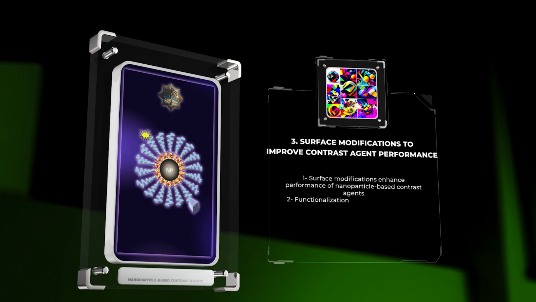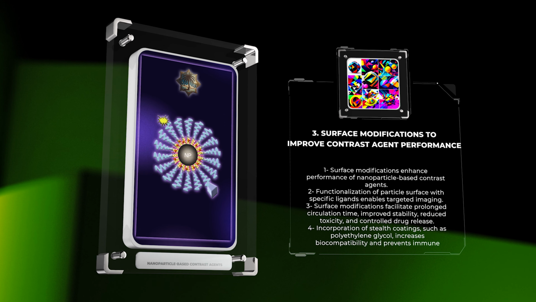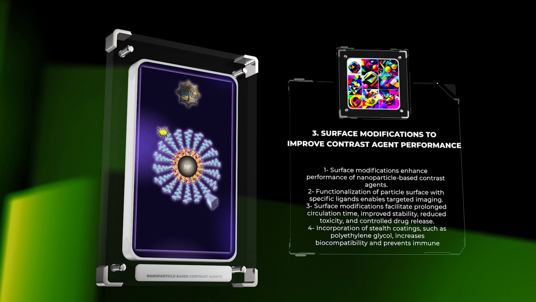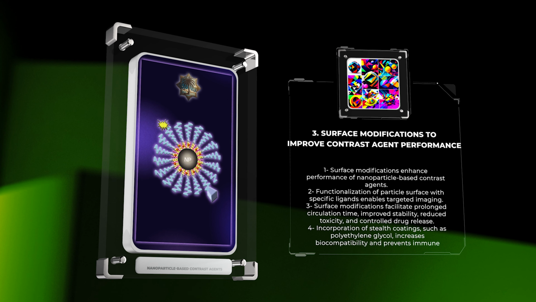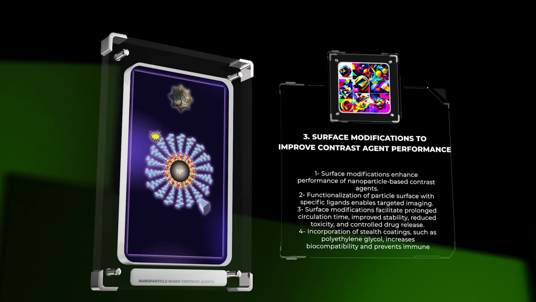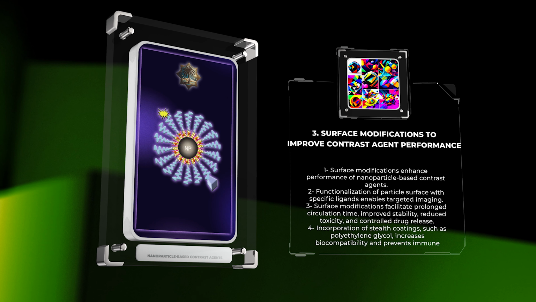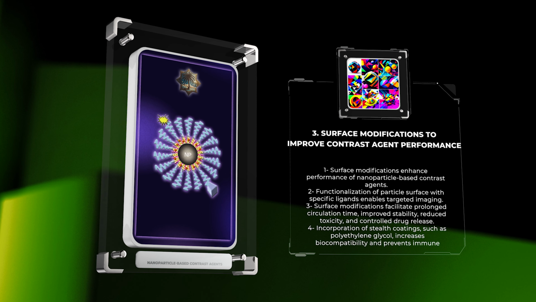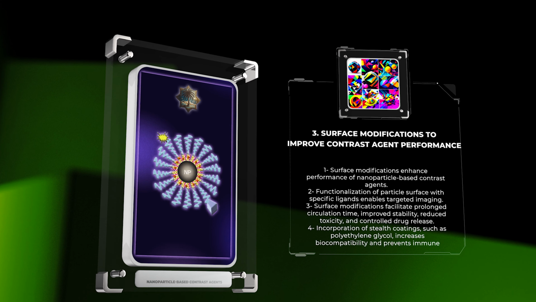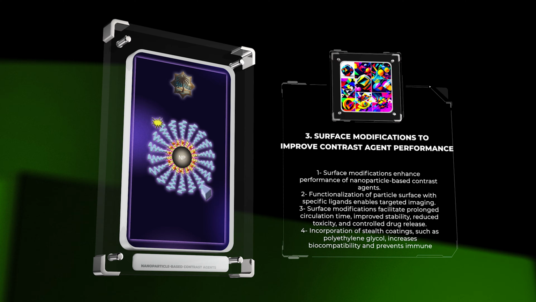Surface modifications play a critical role in enhancing the performance of nanoparticle-based contrast agents. By functionalizing the particle surface with specific ligands, such as antibodies, peptides, or aptamers, researchers can achieve targeted imaging by selectively binding to specific cells or tissues. Surface modifications also facilitate prolonged circulation time, improve stability, reduce toxicity, and control drug release within the body. Furthermore, the incorporation of stealth coatings, such as polyethylene glycol, PEG, can increase biocompatibility and prevent immune responses.